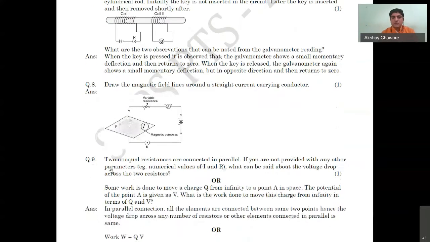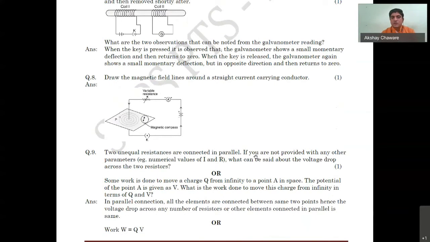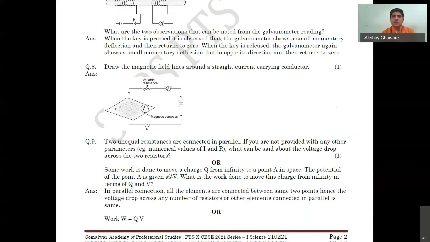Now question number 9: two unequal resistances are connected in parallel. If you are not provided with any other parameters, what can be said about the voltage drop across the two resistors? Obviously, two resistors are connected in parallel, so we can say the potential drop across the two resistors will be the same. Now in the second question, work done when the potential difference is V and the charge is Q. For the simple definition, work done is equal to Q into V. That is expected only. 1 mark question.